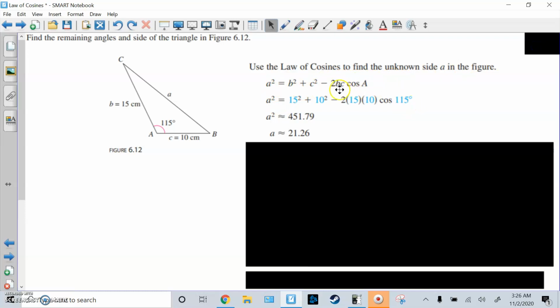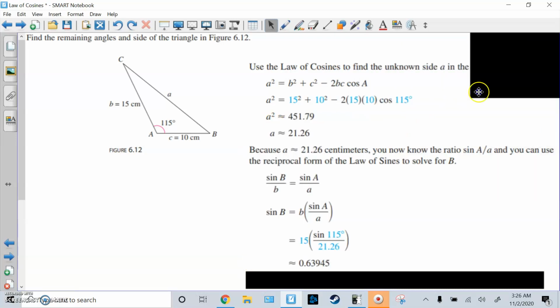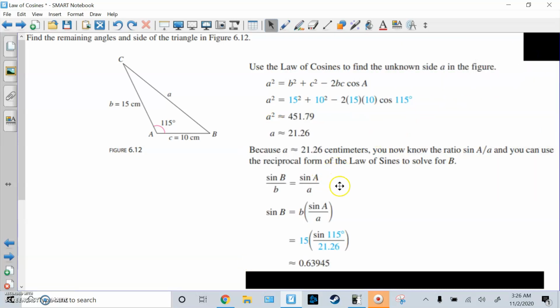So they filled everything out and calculated it. They got a squared is about this. Square root both sides, get 21.26. Again, you want to use a calculator for the law of sines and cosines. Once you have that, we can use our law of sines to find the other angle.